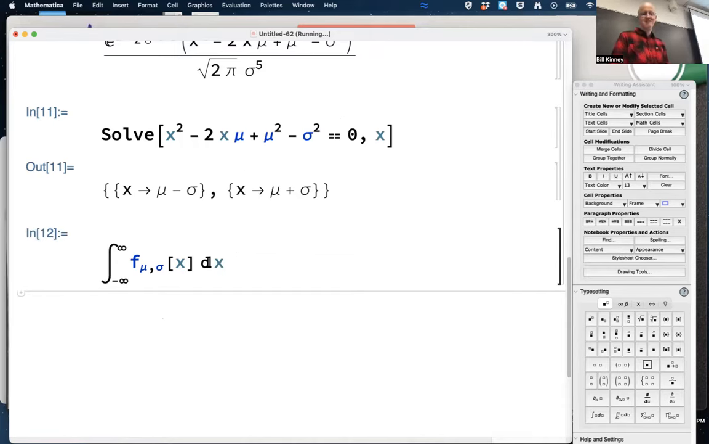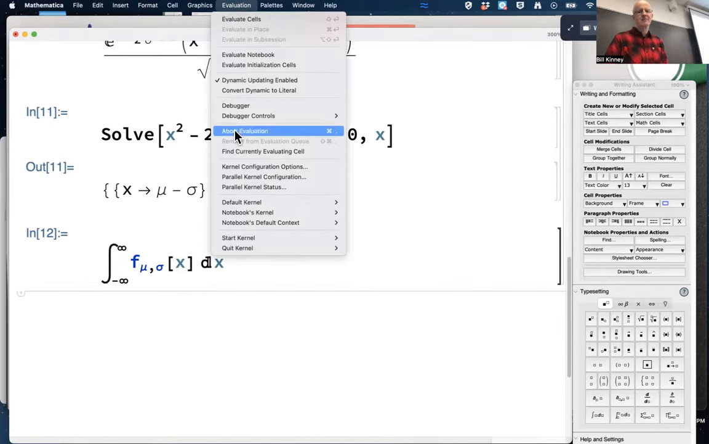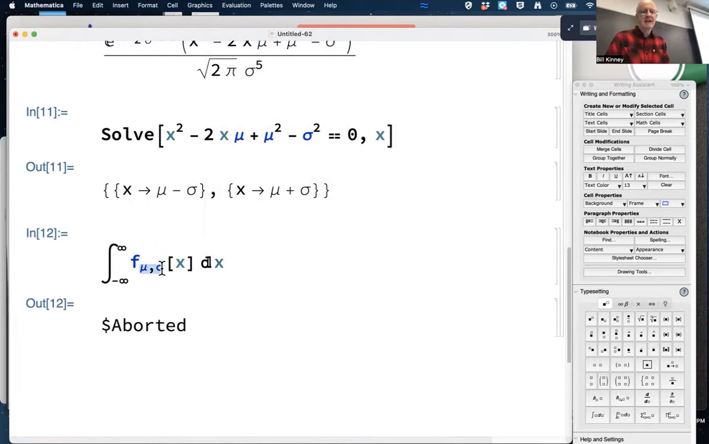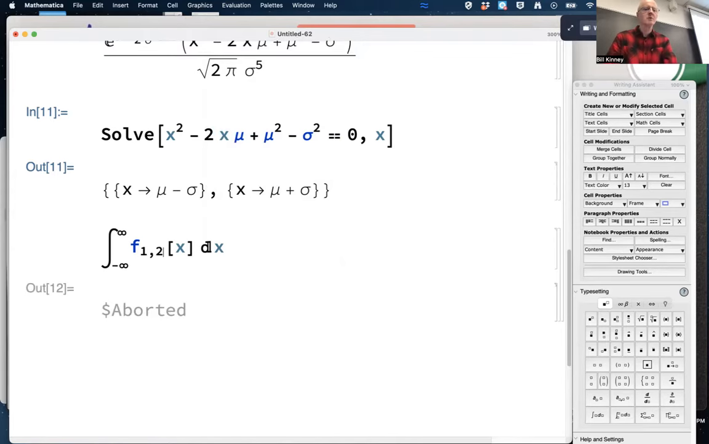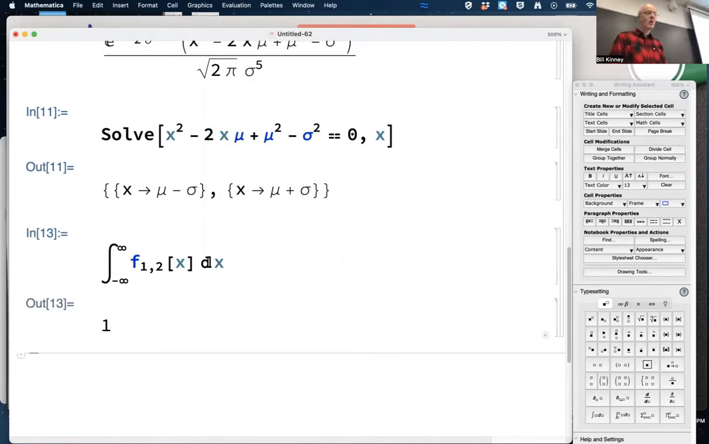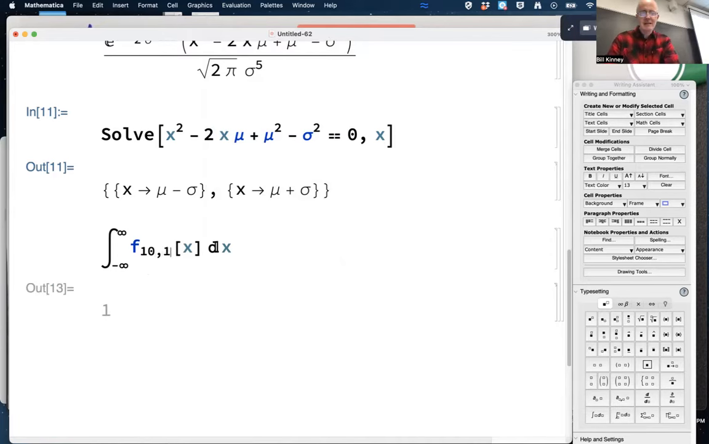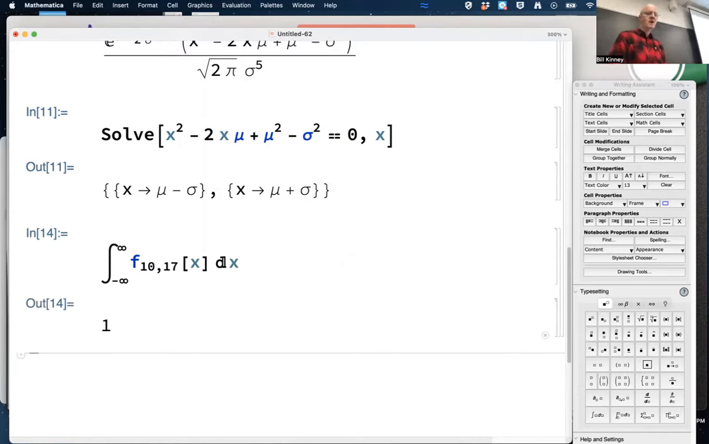It's thinking. Okay, well, certainly if I plug in numbers for mu and sigma, it will say 1. It's usually good enough to figure this kind of thing out, but maybe it's having trouble. Okay, I'm going to abort the evaluation. Certainly if I plug in any particular numbers for mu and sigma, like 1 and 2, the answer is 1. If I plug in another set of numbers like 10 and 17, the answer is still 1. No matter what numbers you plug in, the area under the curve is 1. That's a symbolic way of saying it.